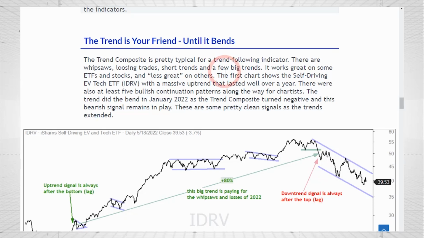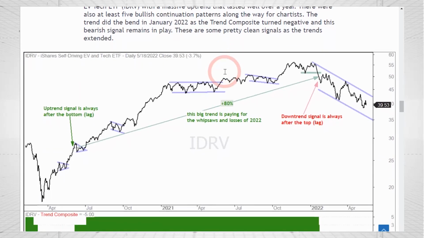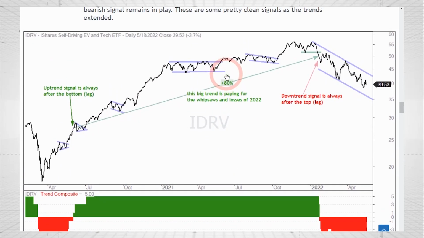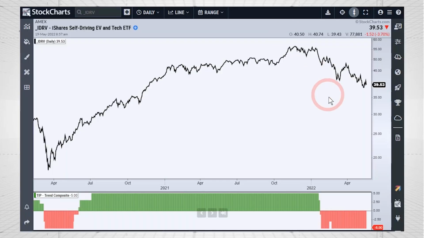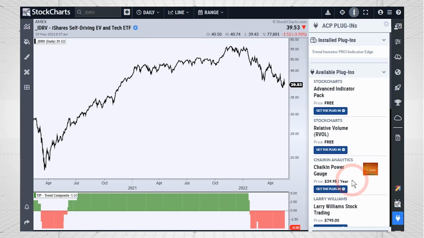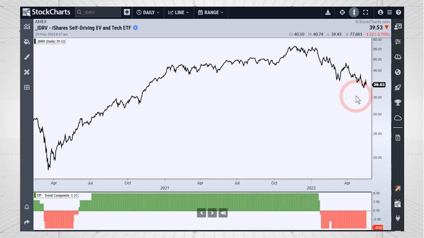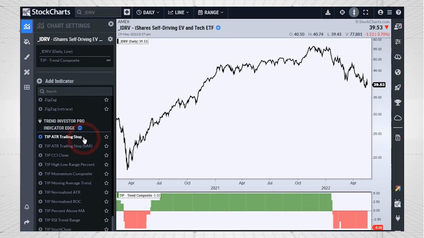And so I'm going to look at a couple of trend following signals that we had recently. I'm going to look at IDRV, and I'm going to go over to StockCharts ACP for this. This is my AmiBroker chart, which I use to develop my strategy and test the indicators. So here's IDRV on StockCharts ACP. And the Trend Composite, you can see that link down there for plugins. It's available there. There's a Trend Investor Pro Indicator Edge plugin. You can learn more about it there. And over on the upper left, you can open up to add the indicators. There are the indicators available, and the Trend Composite's just below the green line there.